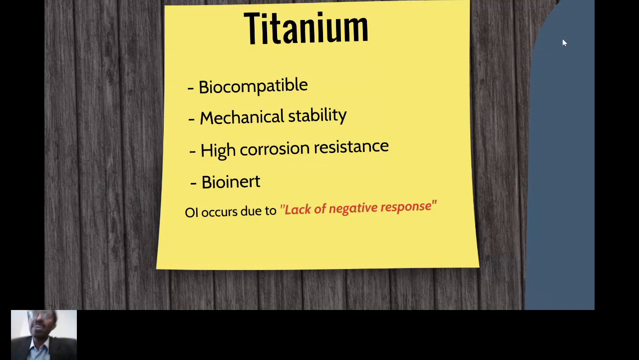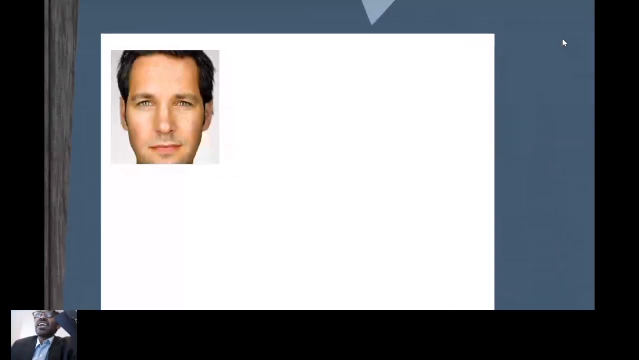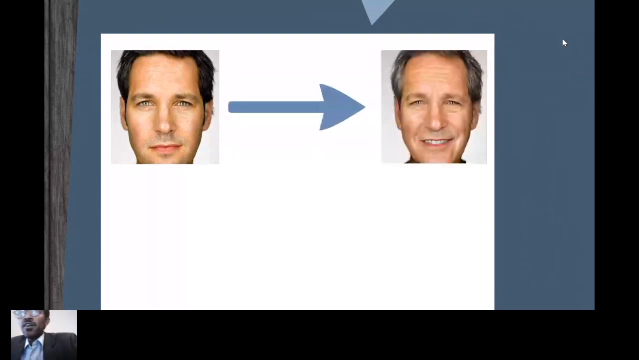So now we know a little about titanium. Let's talk about biological aging. And even before that, let's talk about aging in general. Aging happens to any person, any living organism; anything ages with time. If you see this guy after 10 or 20 years, you'll find that even the surface of his skin has changed: more wrinkles, less quality, and so on.